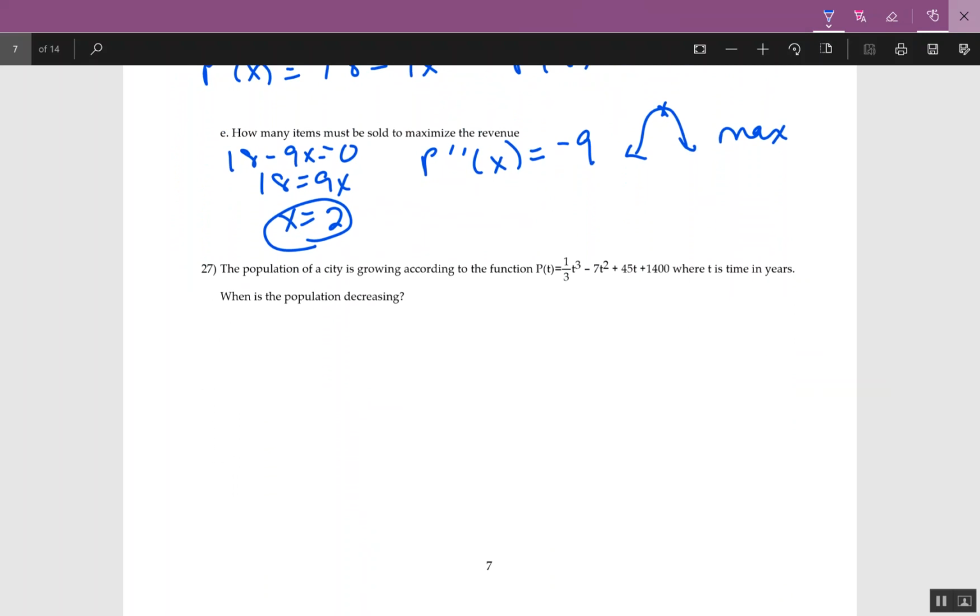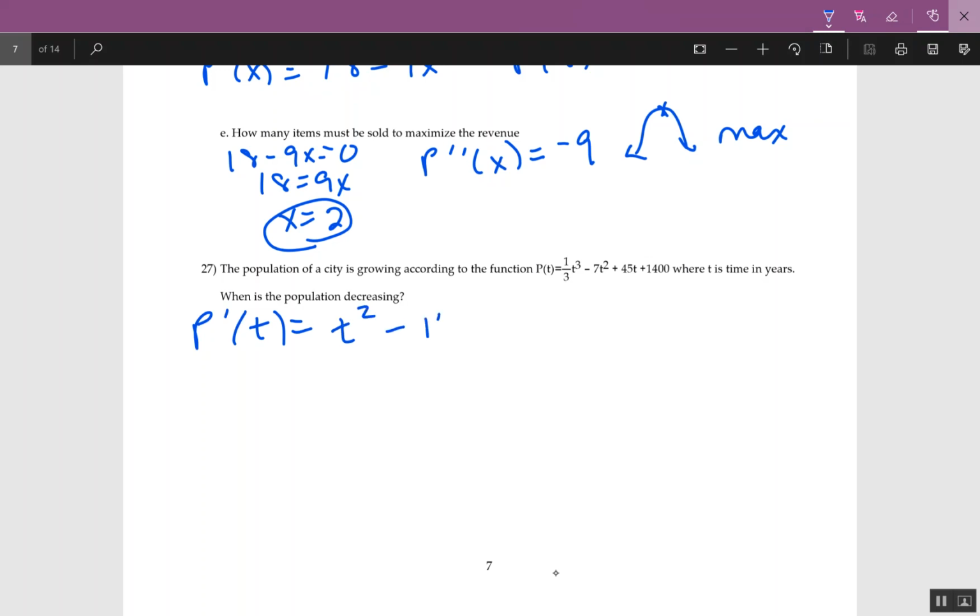27 says the population of a city is growing according to the function P of t is a third of t cubed minus 7t squared plus 45t plus 1400, where t is time in years. When is the population decreasing? All right. So before I try to really figure that out, I'm going to have to know the derivative. So a third times 3 just becomes t squared.